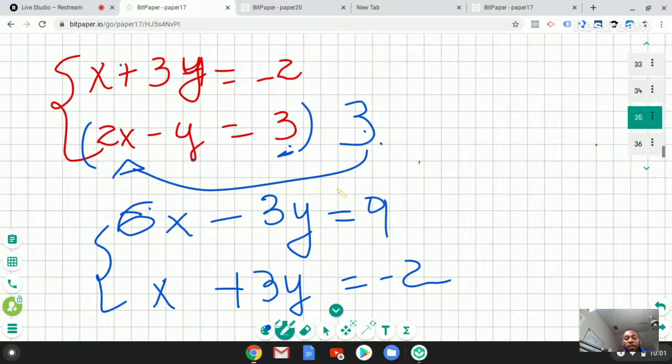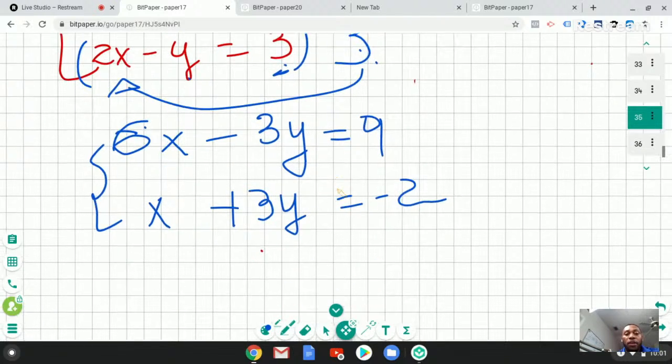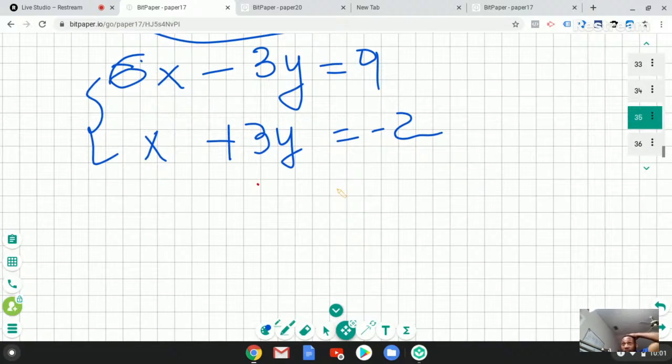So now, which variable can I eliminate, Noah? In this case, which one is easier to eliminate? That's already almost gone. If I add the first equation to the second equation, which variable is going to be gone automatically?